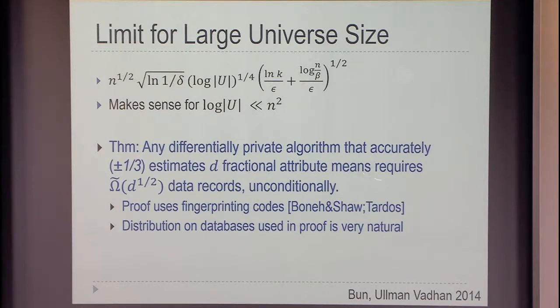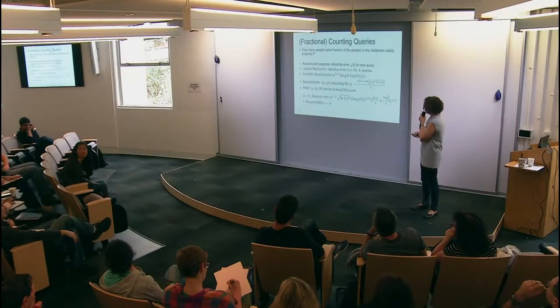But this business of just asking for attribute means, especially when you're using the fingerprinting codes of Tardos, gives a distribution on databases that's extremely natural. And that makes me unhappy, of course, because I don't want negative results for very natural sets of queries or natural sets of databases and queries. So this is bad news. It's just plain bad news. But the point of impossibility results is just to show you that you have to do something else around the impossibility result. This is an unconditional result.